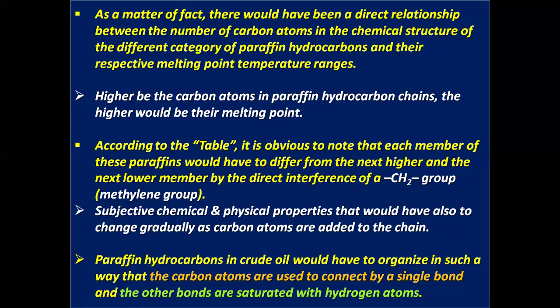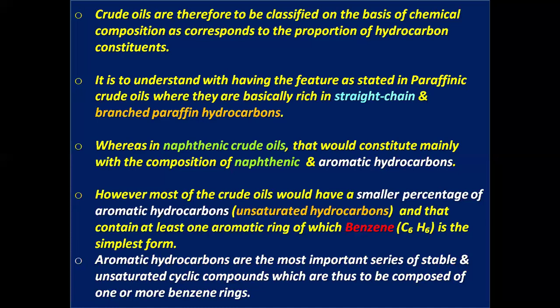According to the table, it is obvious to note that each member of these paraffins differs from the next higher and the next lower member by a CH2 group, that is a methylene group. Chemical and physical properties also change gradually as carbon atoms are added to the chain. Paraffin hydrocarbons in crude oil are organized in such a way that the carbon atoms are connected by single bonds and the other bonds are saturated with hydrogen atoms. Crude oils are therefore classified on the basis of chemical composition, as corresponds to the properties of hydrocarbon constituents.